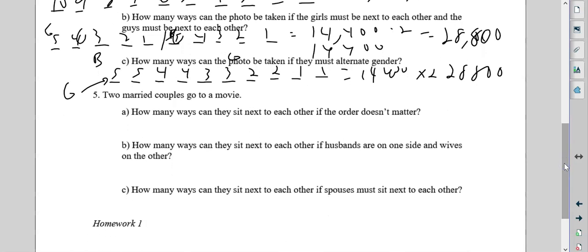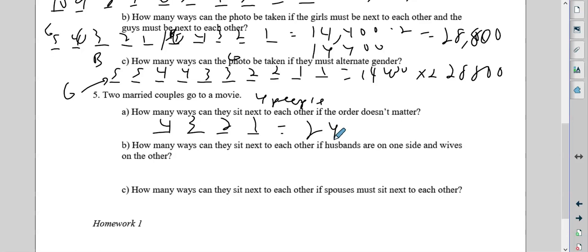And the last example. Two married couples go to a movie. How many ways can they sit next to each other if order doesn't matter? So, two married couples, that means there's 4 people. So we have 4 slots, and that's simply 4, 3, 2, 1. So that's 24 ways. No order, just whoever sits wherever.